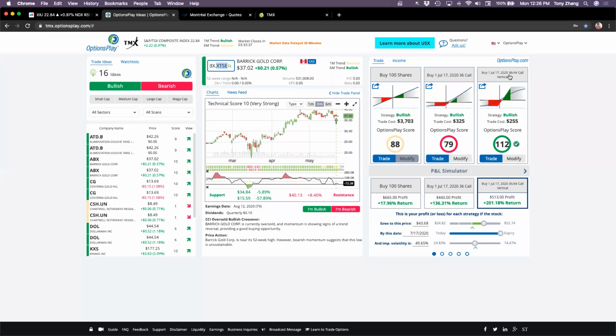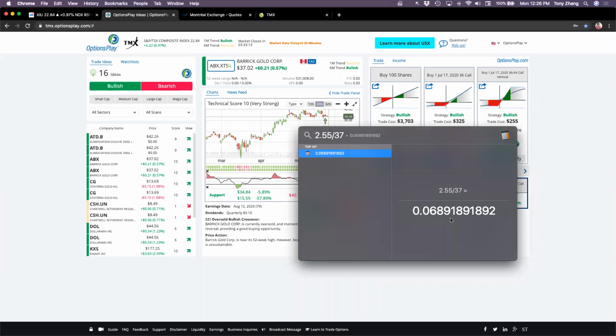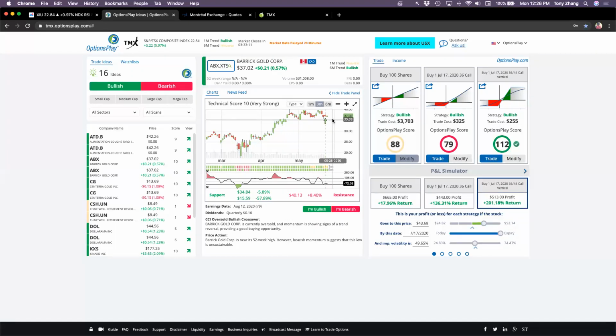I also think options here make a lot of sense because these are leverage plays. These types of stocks are very volatile. You could have a very quick pullback down to that $30 level, and you don't want to take on a lot of risk if it does happen. So trading a vertical like this, where you're risking $2.55 on a $37 stock, it's not cheap, right? $2.55 divided by 37, you're risking almost 7% of the underlying stock price, but you are limiting your losses to 7%.